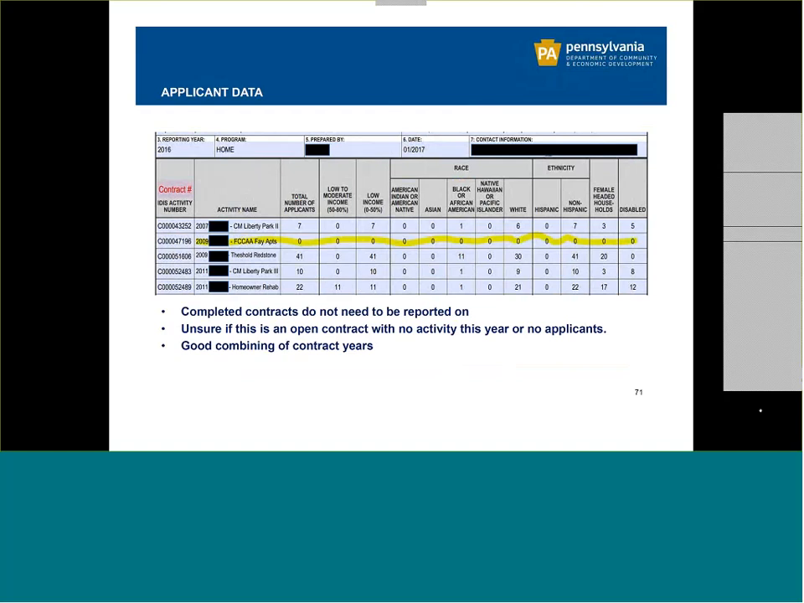This one, again, is HOME. Not sure why we got 2007, 2009. Again, we had Fayette County Apartments there. Not sure if that's an open contract because of the date. So, should it be there? Please be careful. But they did a good job. They showed their contract numbers for those activities.